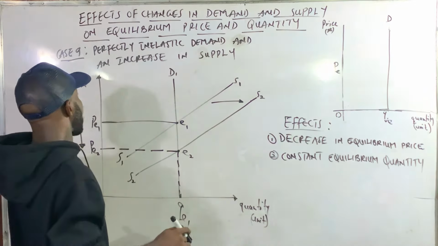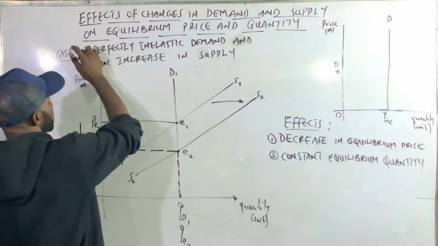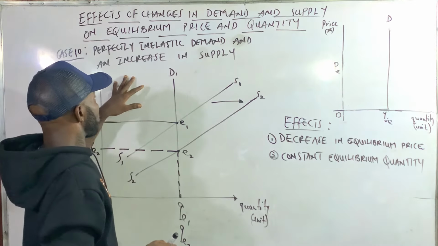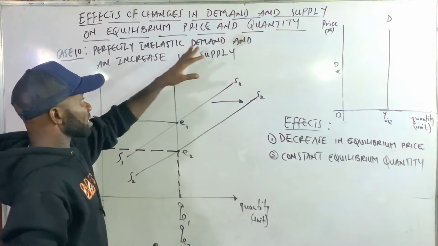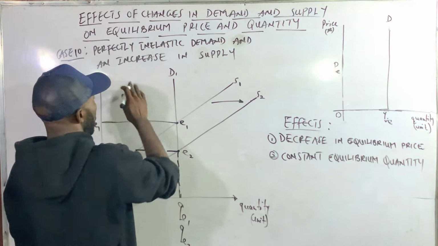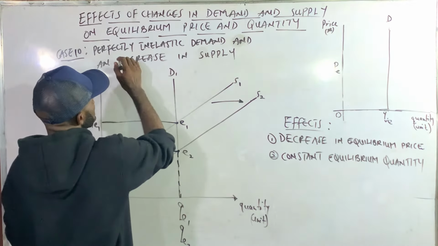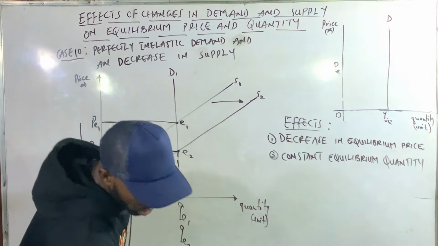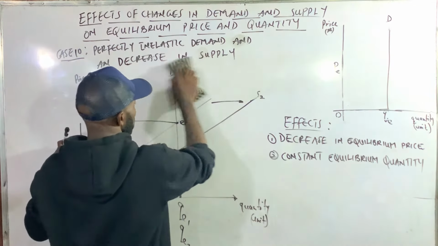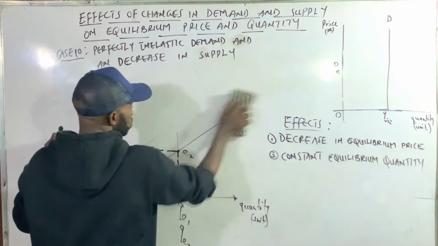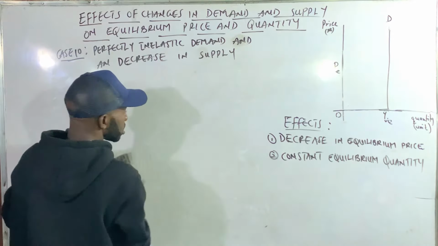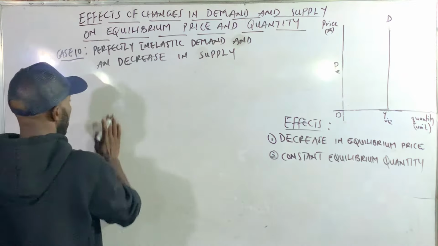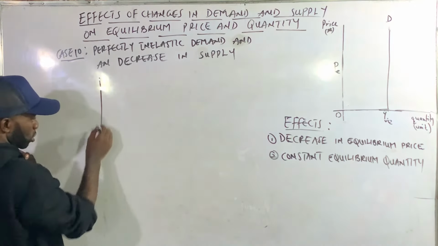All right. The next case is case number 10. In case number 10, we're just doing something slightly opposite. We have done perfectly inelastic demand and an increase in supply. We just need to change this to decrease and then obey the instruction on the diagram. Decrease in supply. Let's take this out so that we don't get confused. Decrease in supply from a perfectly inelastic demand nature.